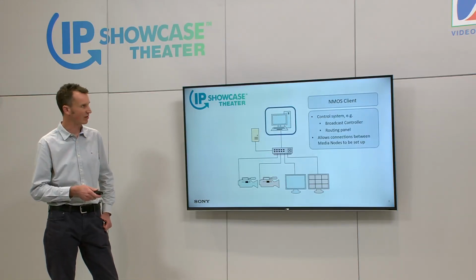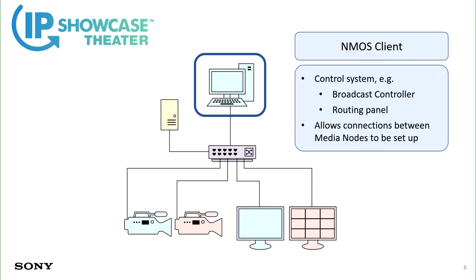Finally, connected to this network, we have an NMOS client. So this is the control system for the network. It could be something like a broadcast controller or a routing panel, and it allows the connections between the media nodes to be set up.